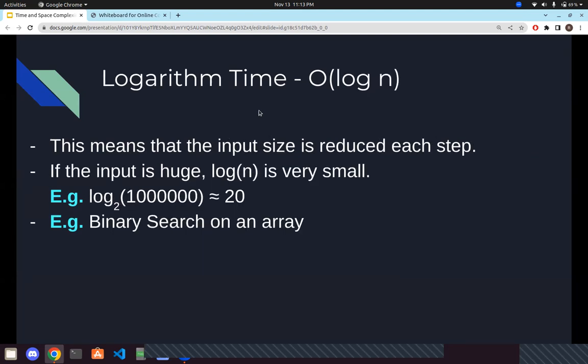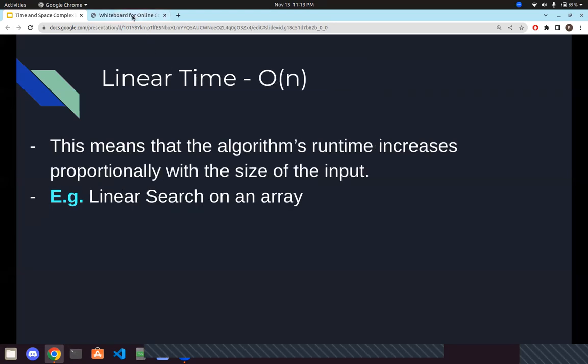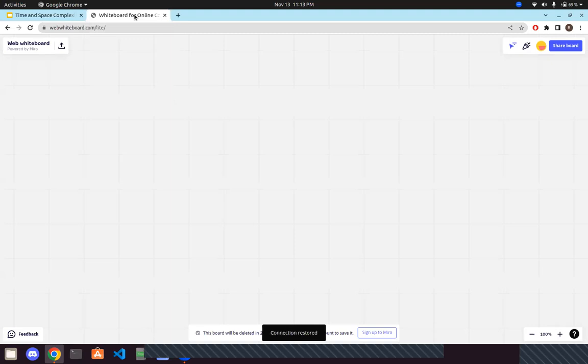So for logarithmic time, I'm going to bring a bit of mathematical intuition to this. What this means is that the input size is reduced at each step. And if you think about log, let me go to the whiteboard. If you think of log in the mathematical sense, it's the inverse of the exponent. So for example, 2 to the 3, its inverse will be log base 2 of 8. 2 to the 3 equals 8, if you didn't know.